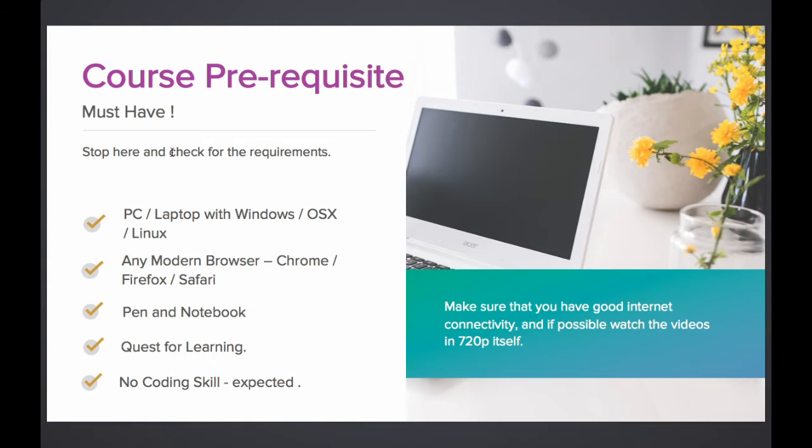Stop here and check for these requirements. And if you do not have these things, pause the video, get these things ready, then come back to the video. First, you need to have a personal computer or a laptop with Windows or Mac OS X or Linux operating system. It can be Ubuntu also, no issues in that. Then you need any modern web browser. The browser can be Chrome, Firefox or Safari. Then you need a pen and a notebook. The pen and notebook is very important.